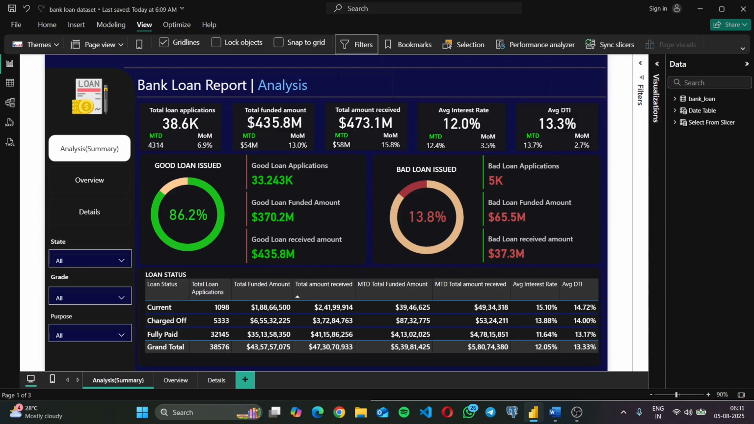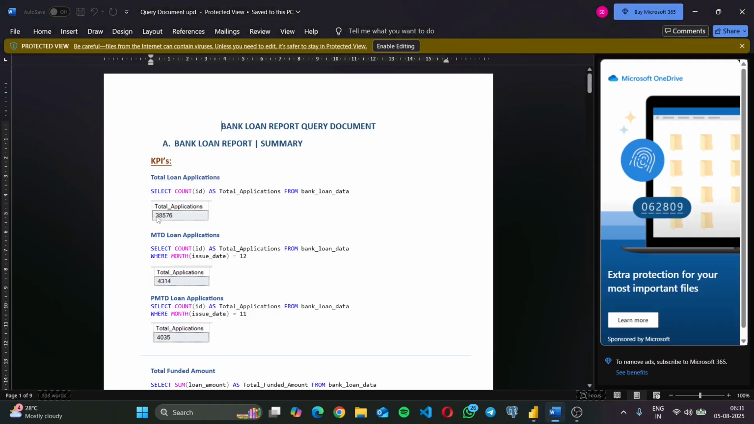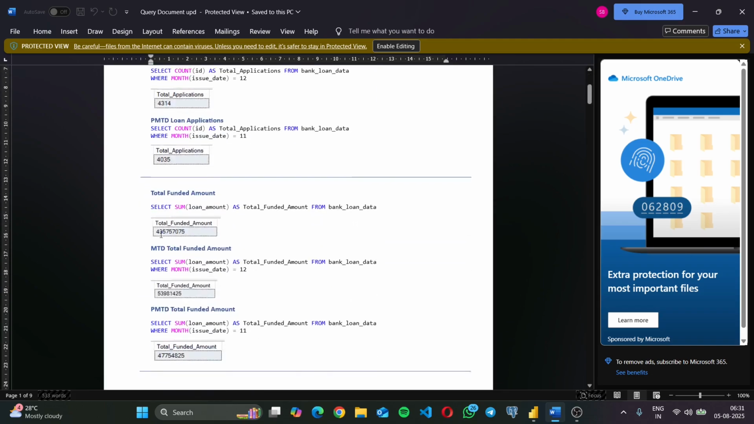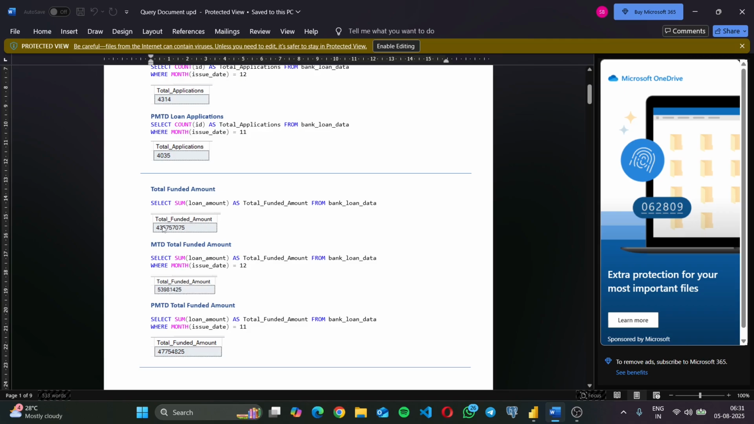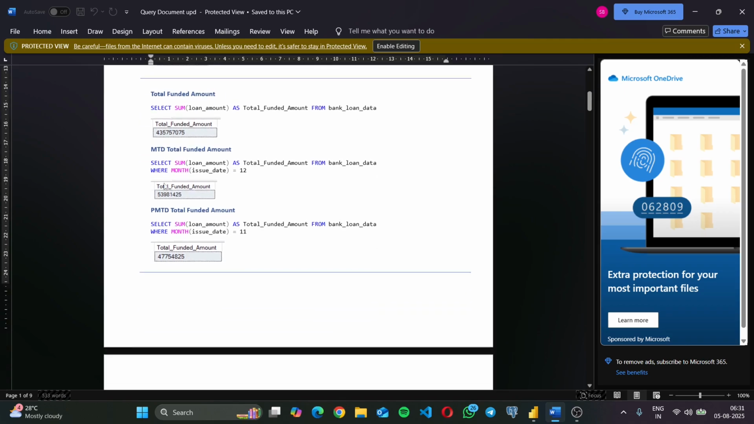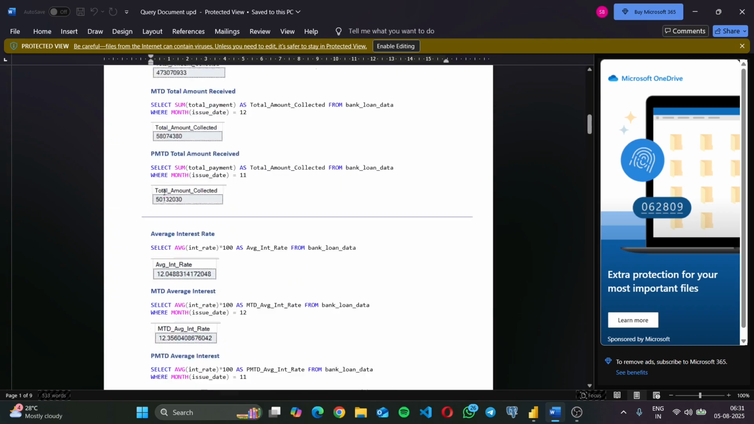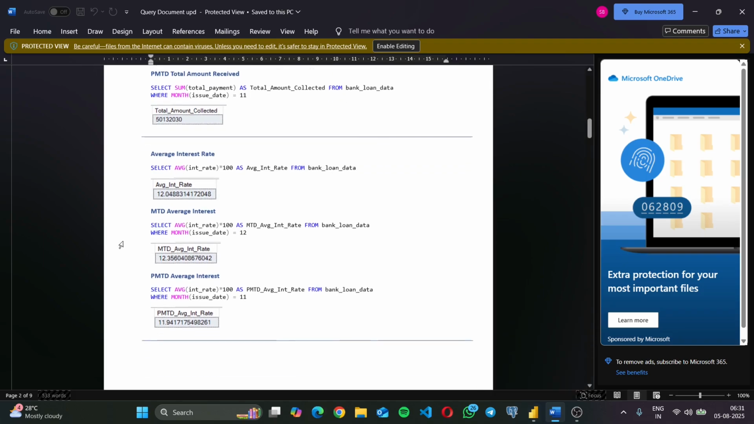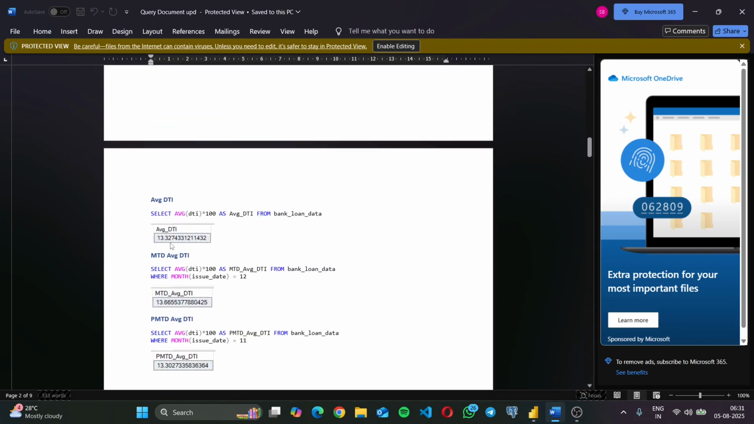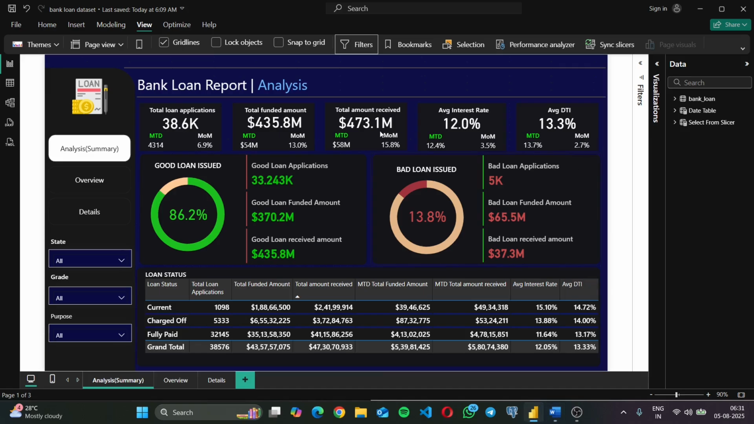Now let's cross verify it with our SQL queries. Here you can see total loan applications 38,576, then 4,314, that is month to date loan applications. Same for total funded amount 435 million, total amount received, average interest rate, and our DTI. So all the values from the SQL queries match with our DAX measures.